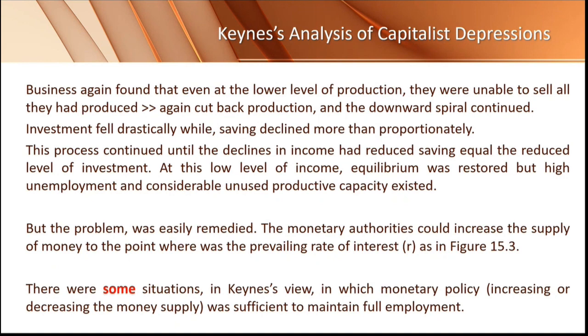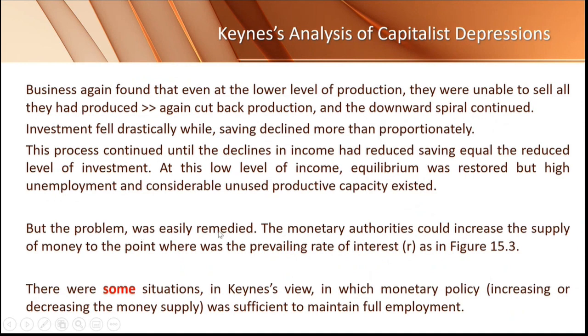So investment fell dramatically while saving declined more than proportionately, right? This process continued until the decline of income had reduced saving to equal the reduced level of investment. So at this low level, income equilibrium was restored, but high unemployment and considerably unused productive capacity exist, right? So if this is given free rein in a free market, with no government intervention, you will have this outcome. Even though you may go back to equilibrium, it is at a low level of income, high unemployment, and a lot of productive capital unused.